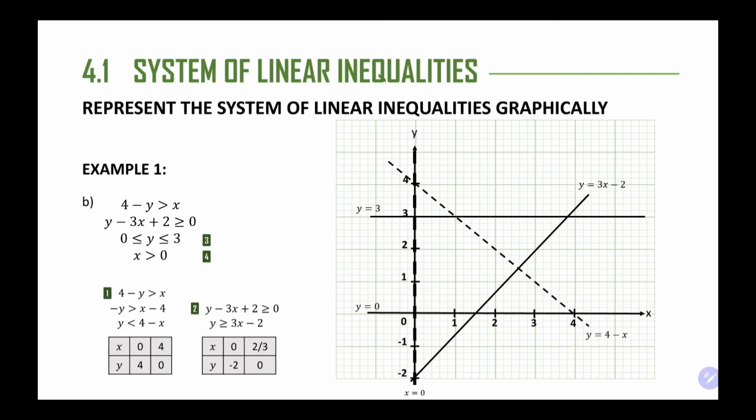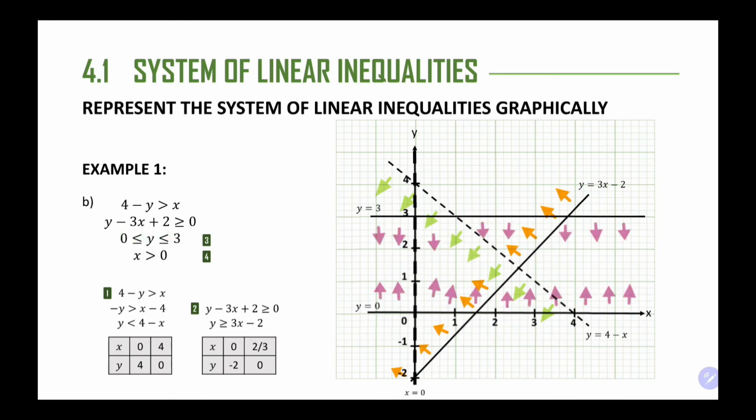Okay, and next we determine the feasible region. First line is y less than. Y less than means below the line. So here, equation 2, y greater than, so means above the line. And we have between 0 until 3. And last, we have x greater than 0. So we can see here, our feasible region is here.